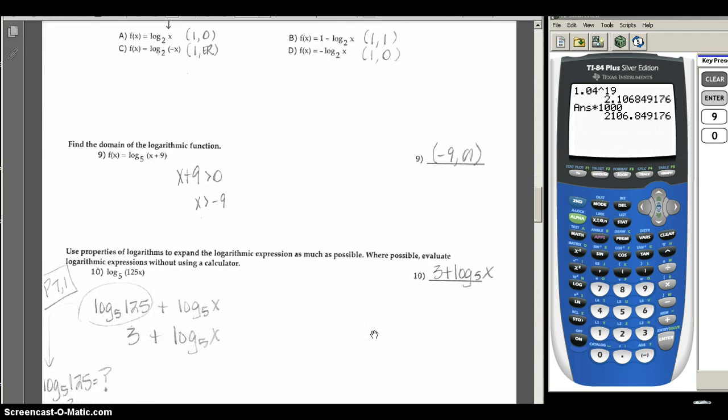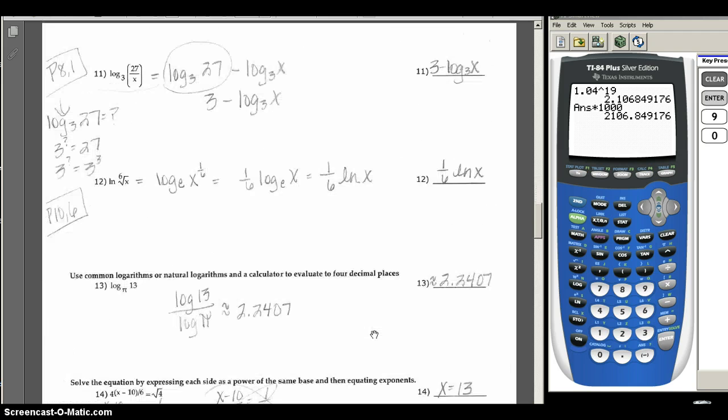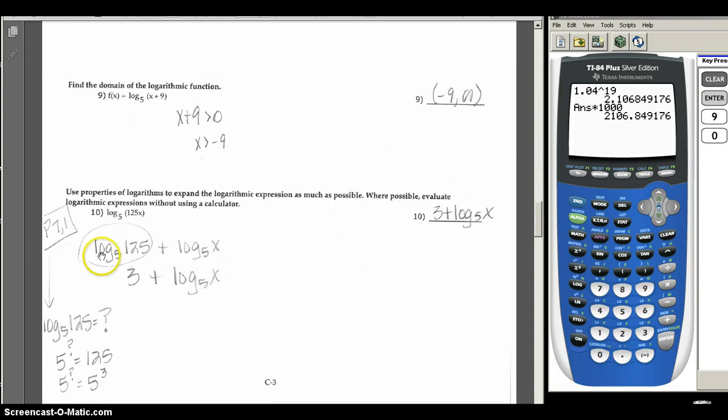Number 10, I used a couple of properties. I used property 7 and property 1. The first property I used was property 7, where I have a single log and I split it into both. It said expand, so that was my clue on that. So I have log base 5 of 125, and I have log base 5 of x, and it's plus because it's a multiplication in here.